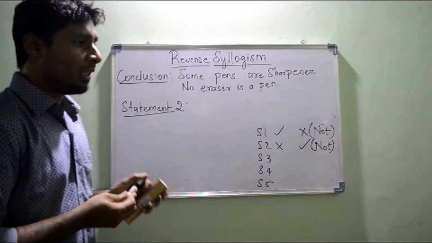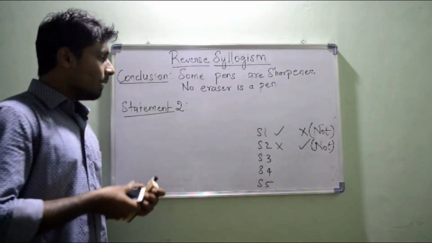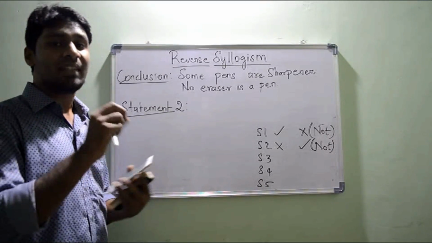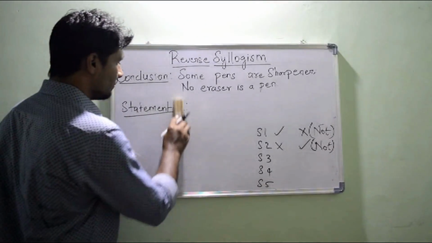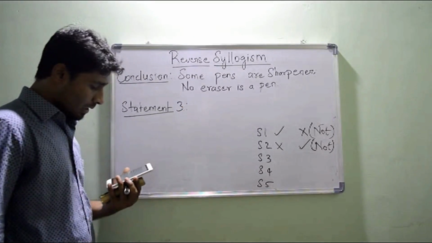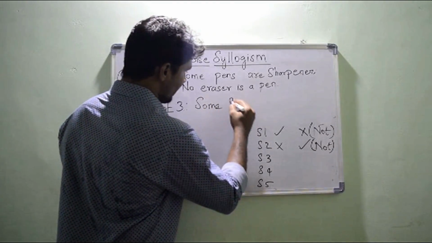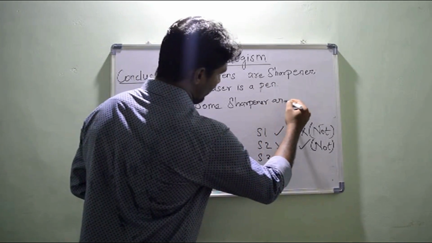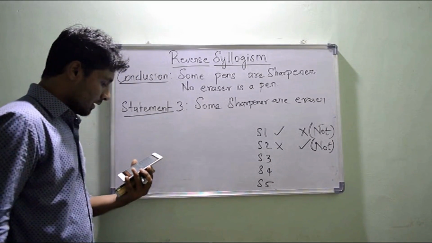It's very simple, but the time taken for this question might be somewhat faster. Statements coming under this topic will be very simple and the easiest ones. And statement 3 states that some sharpeners are erasers. Please solve it. Is it following or not?